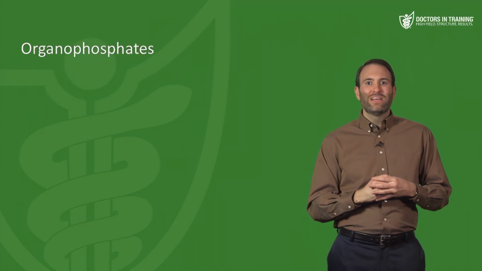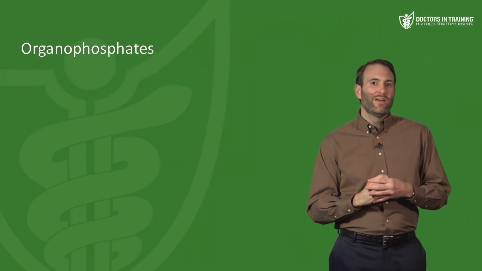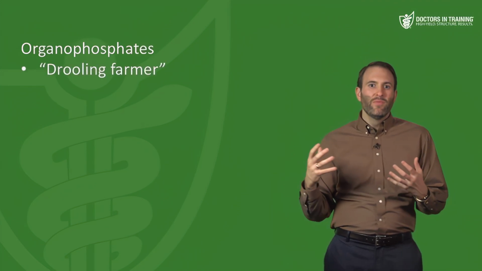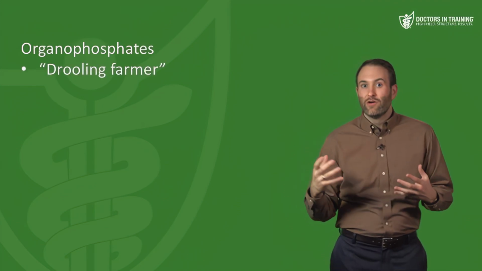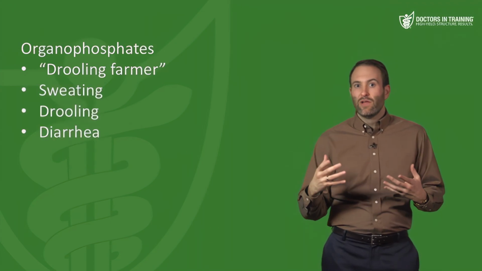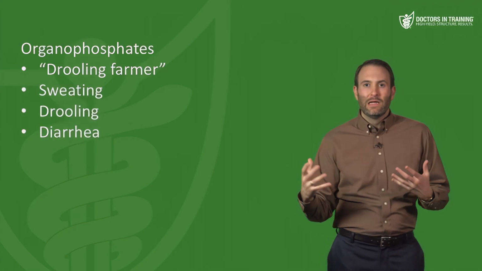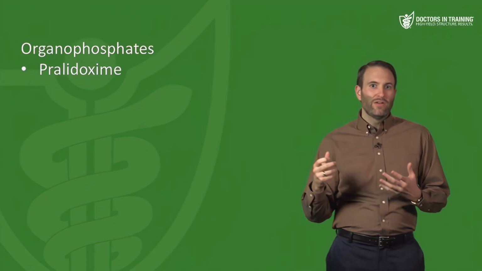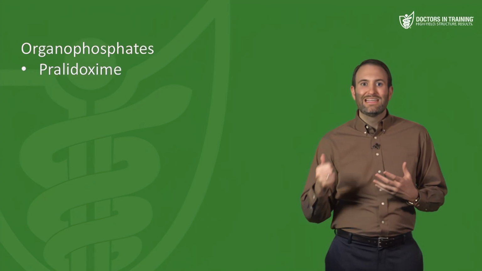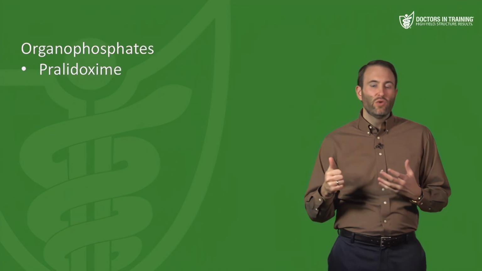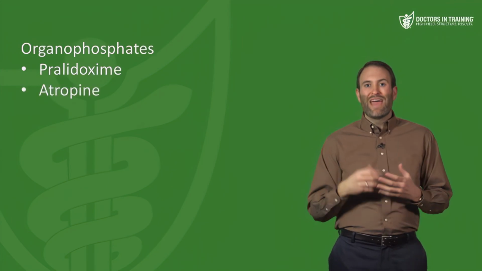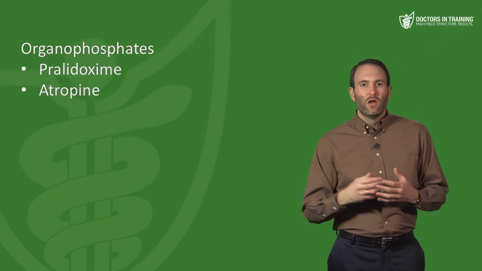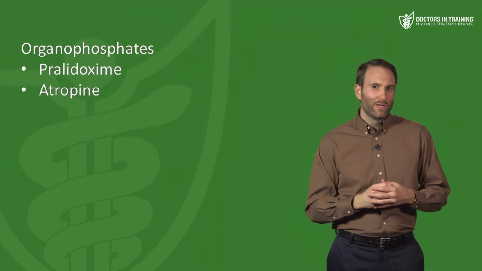Next, we have acetylcholinesterase inhibitors, often found in organophosphates. How would you treat that type of overdose? So remember, this is the drooling farmer scenario. So patients are going to have sweating, drooling, and diarrhea. So everything becomes leaky. So the antidote here is going to be pralidoxime. So how does that work? Well, it regenerates the acetylcholinesterase. And then to immediately help the symptoms, you would give atropine.